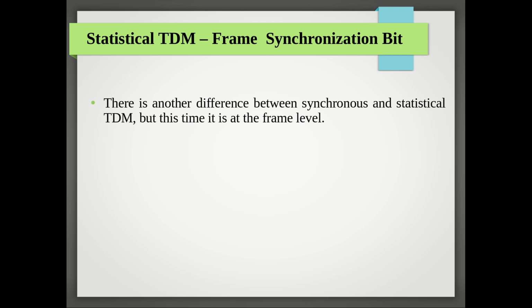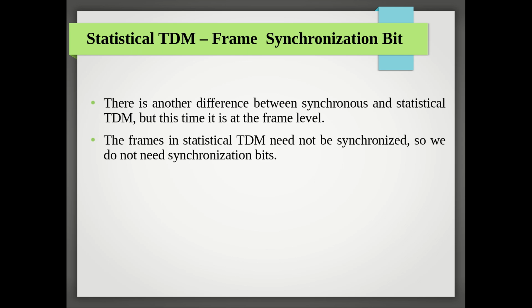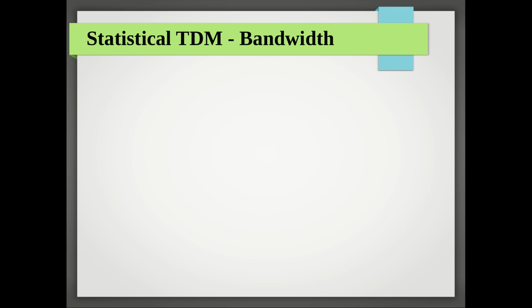That is not needed in statistical TDM, but slot synchronization overhead is there, but frame overhead is not here. The frames in statistical TDM need not be synchronized, so we don't need any synchronization bit, because by default within a frame the slots are synchronized, so we don't need any additional bits for frame synchronization here.